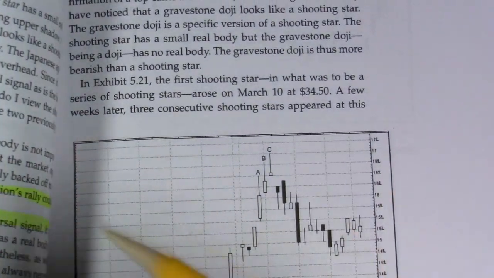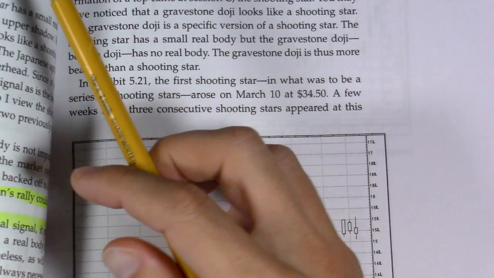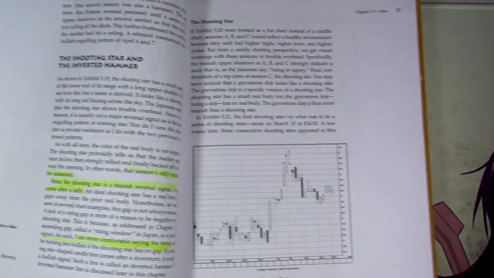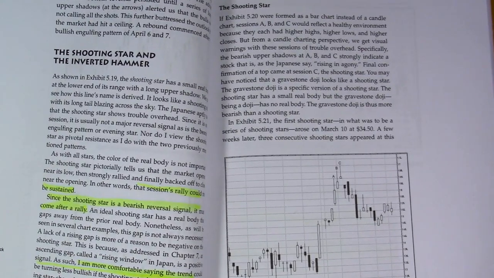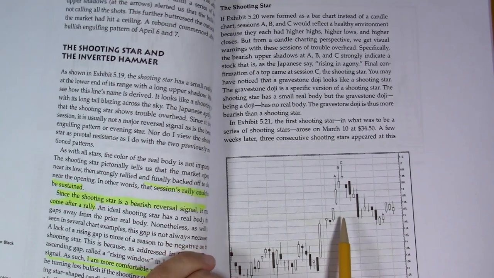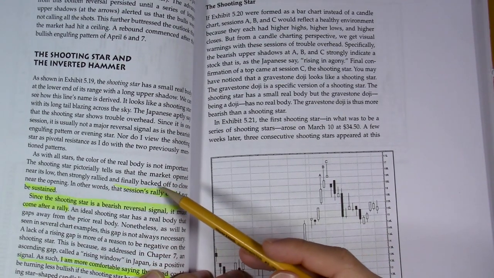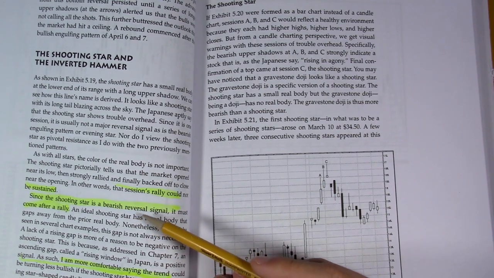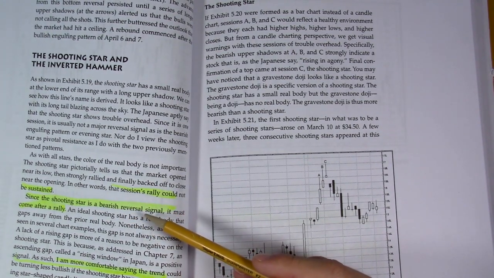Yeah, this is what I wanted: the shooting star and inverted hammerhead, not necessarily the doji. The doji with a big wick could be one, but this is definitely more common. The session rally could not be sustained since the shooting star is bearish. The signal must come after a rally, yeah.